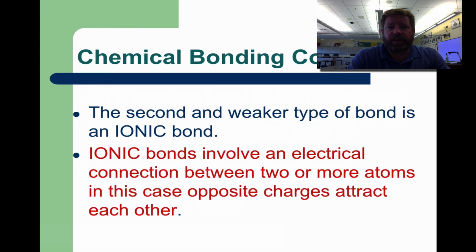Another type of bond is called an ionic bond. An ionic bond is a very weak bond. An example would be sodium, Na, and Cl, chloride, or sodium chloride, which is table salt. If you take table salt and put it in water, it dissolves. The reason it dissolves is because it's a very weak bond between the two, and it goes from being this hard crystal to invisible. And the water is what causes it to dissolve.